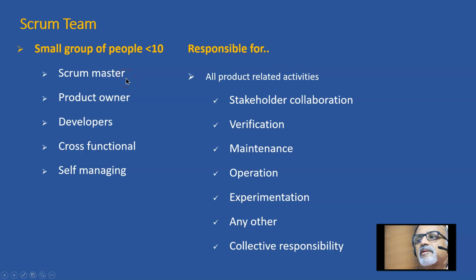The Scrum Master ensures that the project is following Scrum. The product owner maintains the product backlog. He maintains the feature list of the product and prioritizes them.